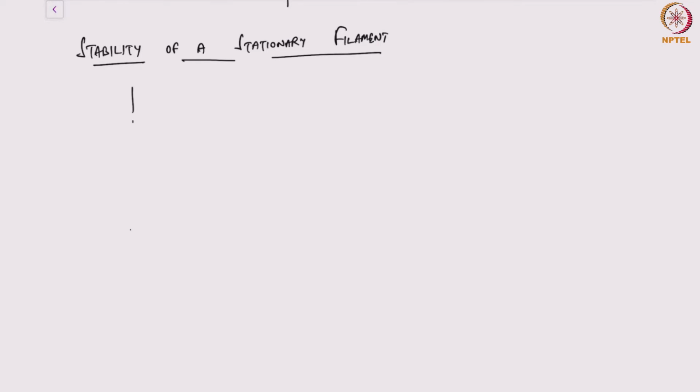So now this brings us to the next step, which is stability of a stationary filament. Right? Let me first draw the filament again. So we can think of a filament of radius r0, and the pressure inside is p0.